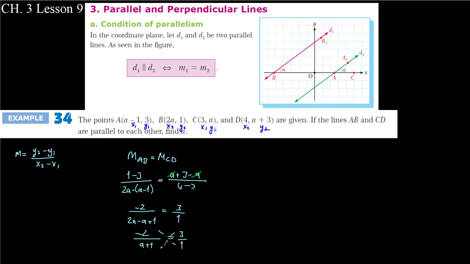If we cross multiply them, it's going to be 3 times a plus 1 equal to minus 2 times 1, which is 3a plus 3 is equal to minus 2. 3a is equal to minus 2 minus 3, so 3a is equal to minus 5, and a is equal to minus 5 over 3.